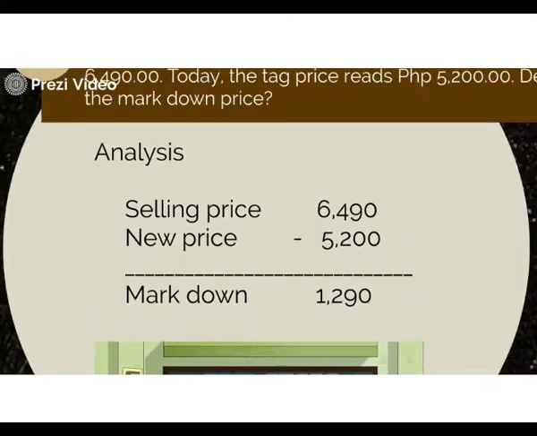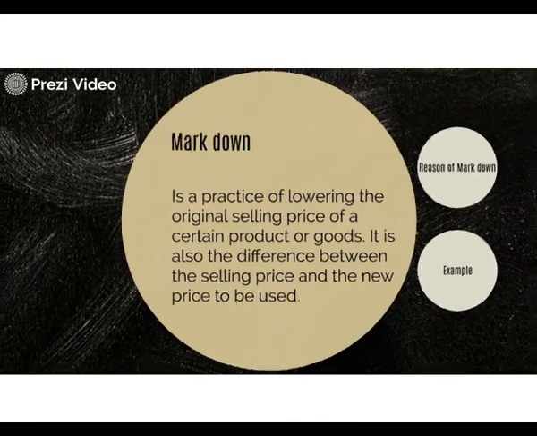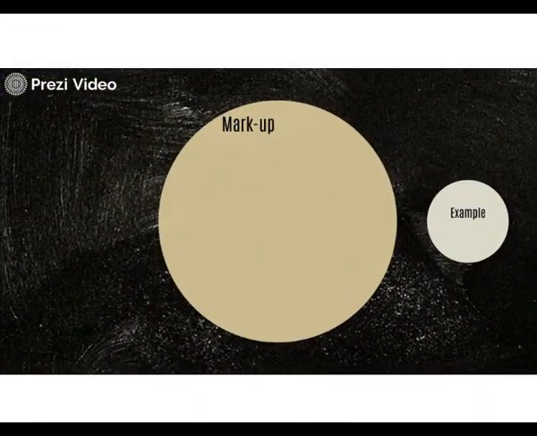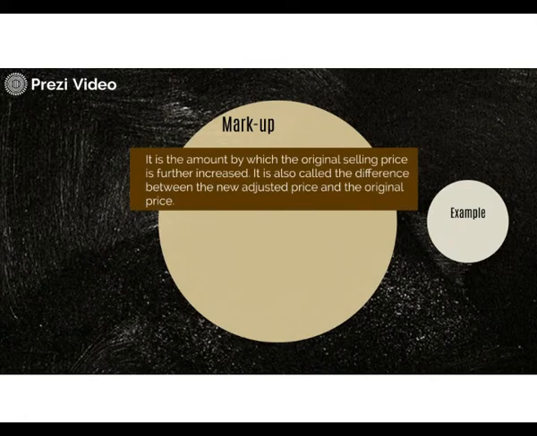Okay, so let's proceed with the last example. Last topic, which is markup. When we say markup, it is the amount by which the original selling price is further increased. It is also called the difference between the new adjusted price and the original price.